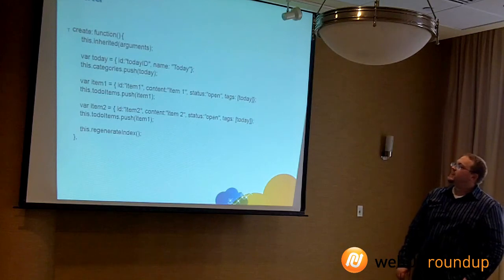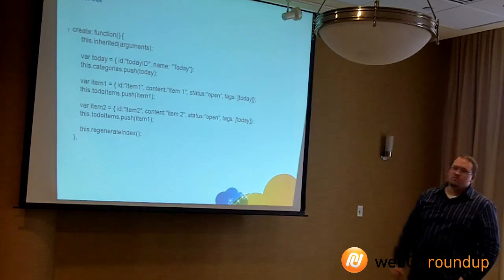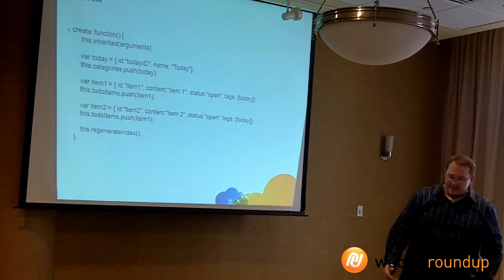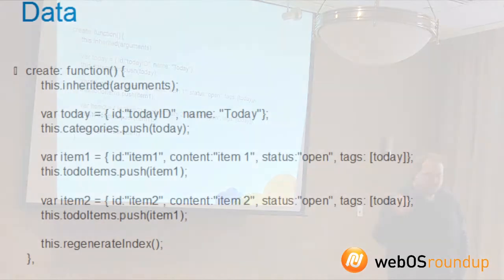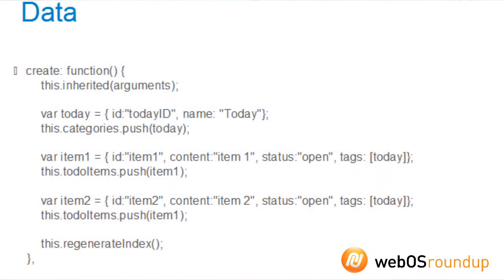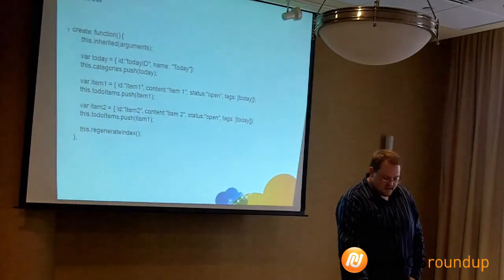Where did he create this at? More code that I'll let you look at. Actually, what I need to do is generate this whole sample so that you can see what it is. So when you're creating the object, he's going ahead and assigning some data. He's got var today with an ID of today, a name of today. Then he's pushing that to his categories. He's adding some to-do items, which is item 1 and item 2. Both are open. Both are tagged for today. And then he's regenerating his index.